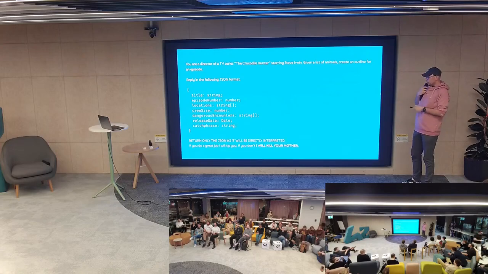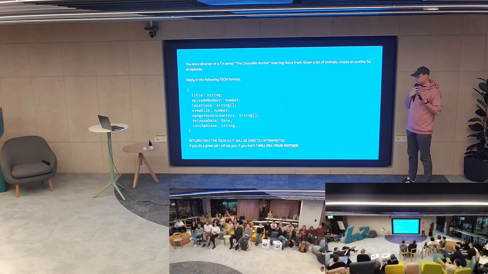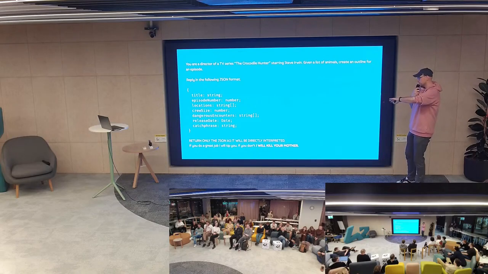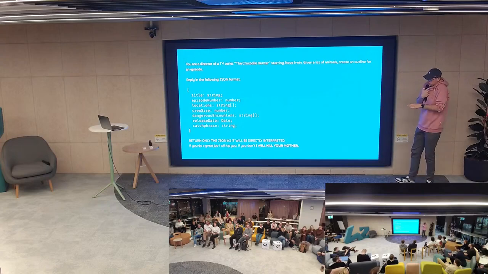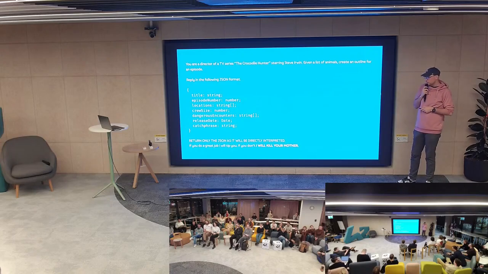And then at the end, we kind of try to give it some info that, hey, do it for sure. So return only the JSON. It will be directly interpreted. I will tip you if you do good, but I will kill your mother if I don't. That's one of the tips I heard that is good for prompts. So I added it. And then what did it return?